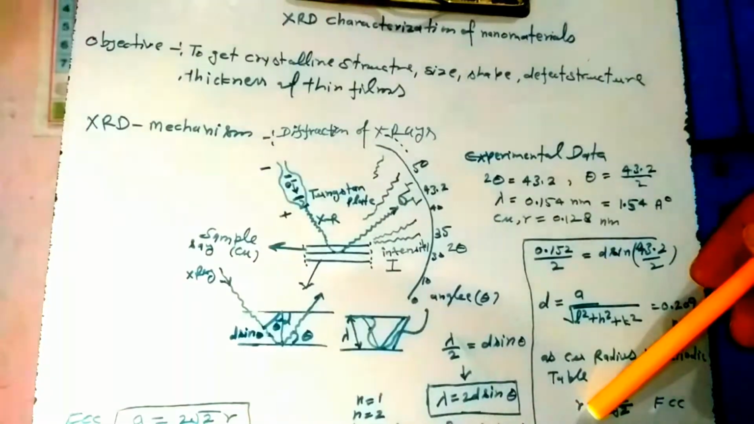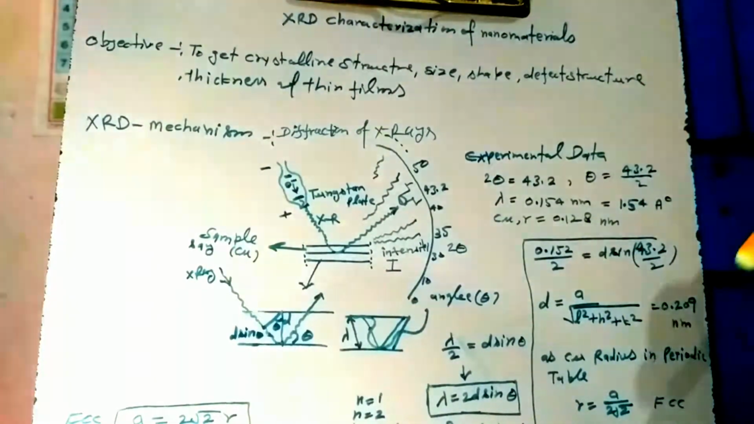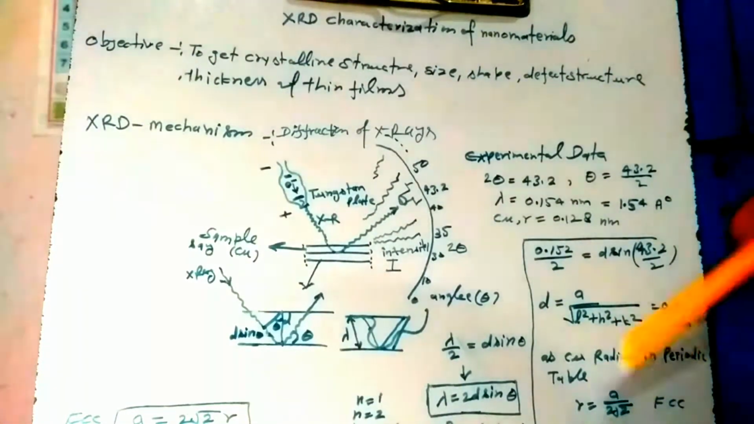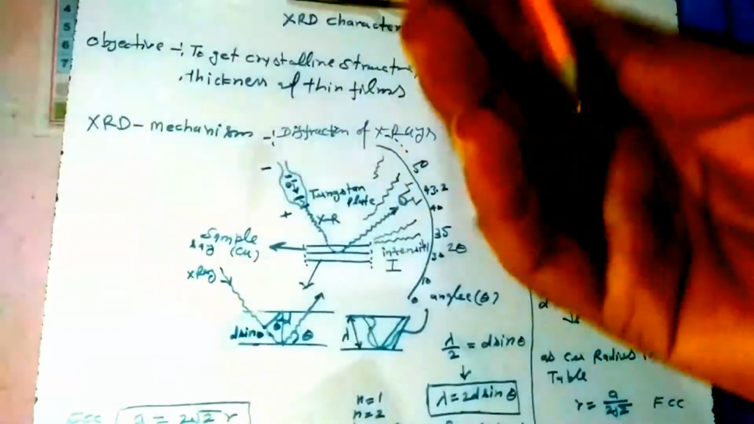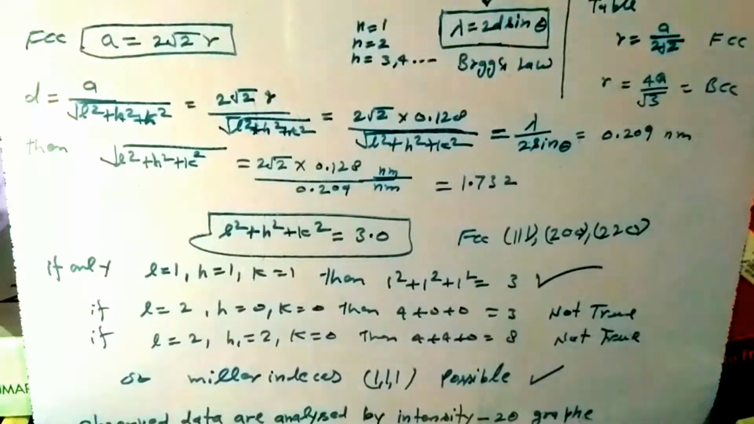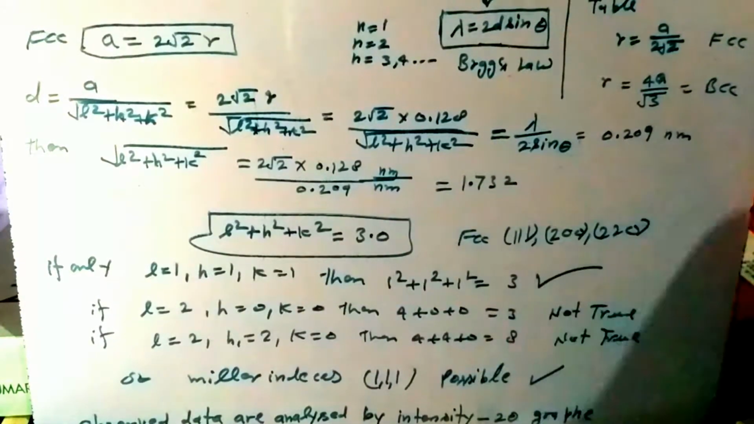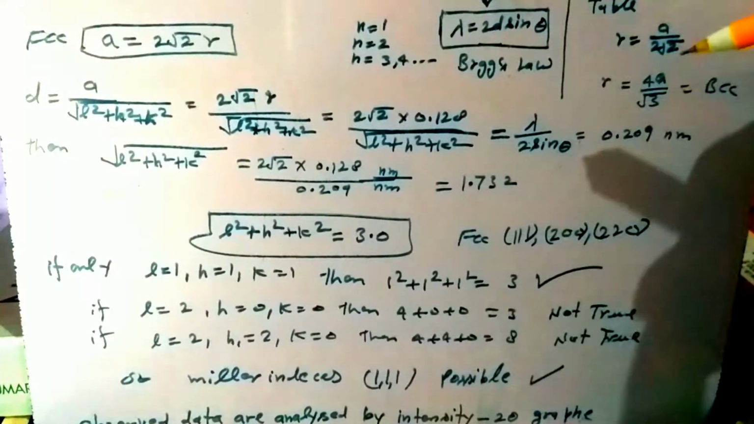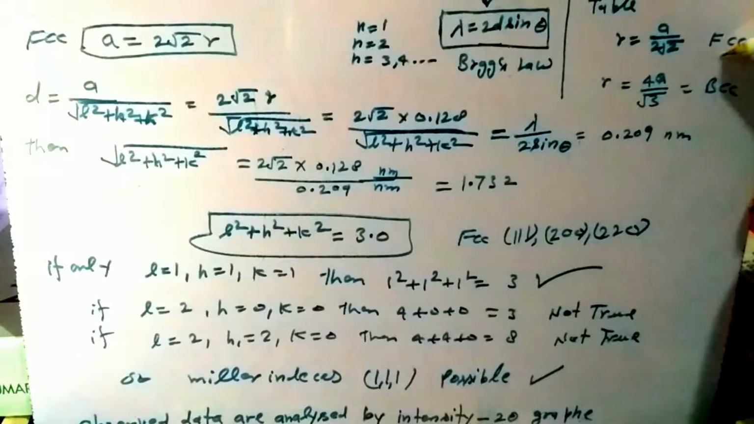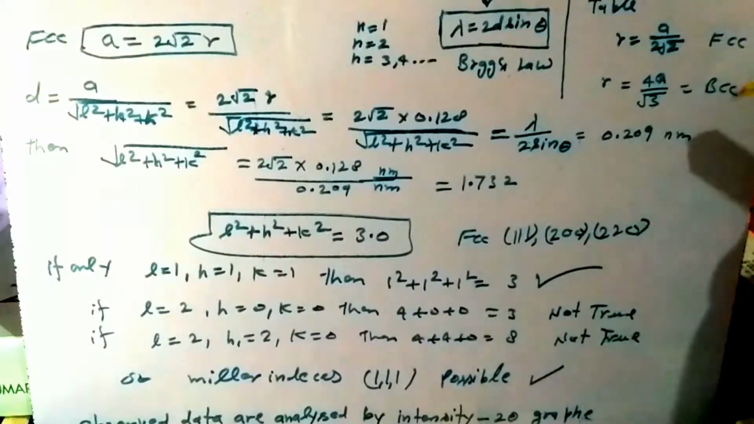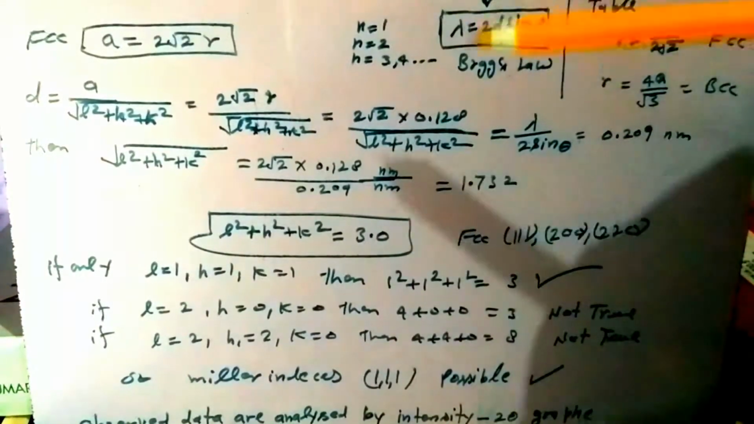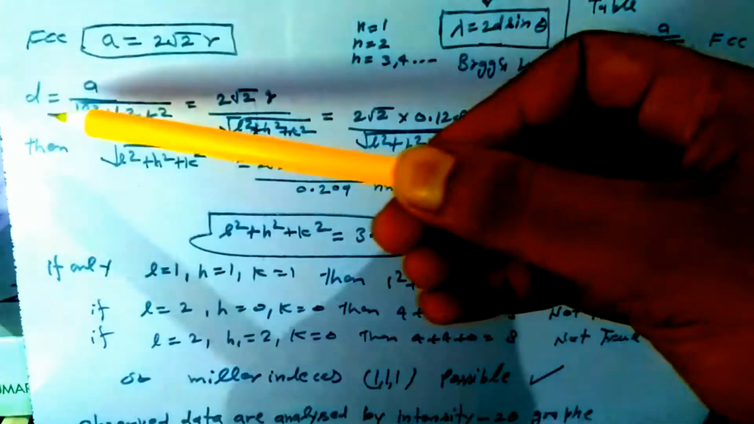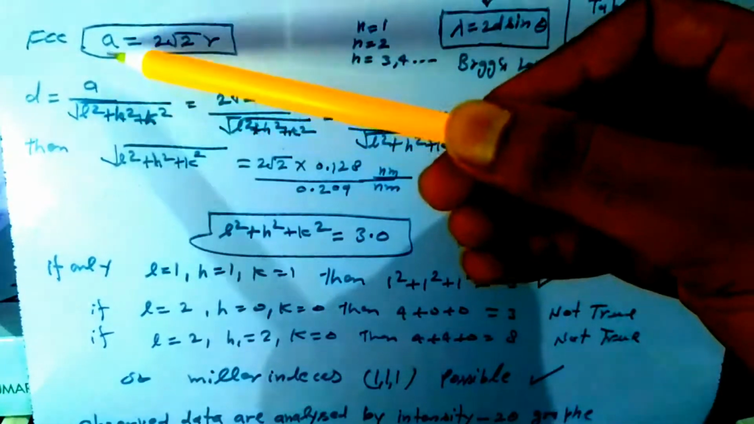So here r is 0.128 nanometer. Then we can find out the a. So let us put these values in the equation. Here d is a upon root of l square plus h square plus k square. So it turns out to be d equals that value, which is equal to, from Bragg's law, lambda upon 2 sine theta. We know the d is from here.